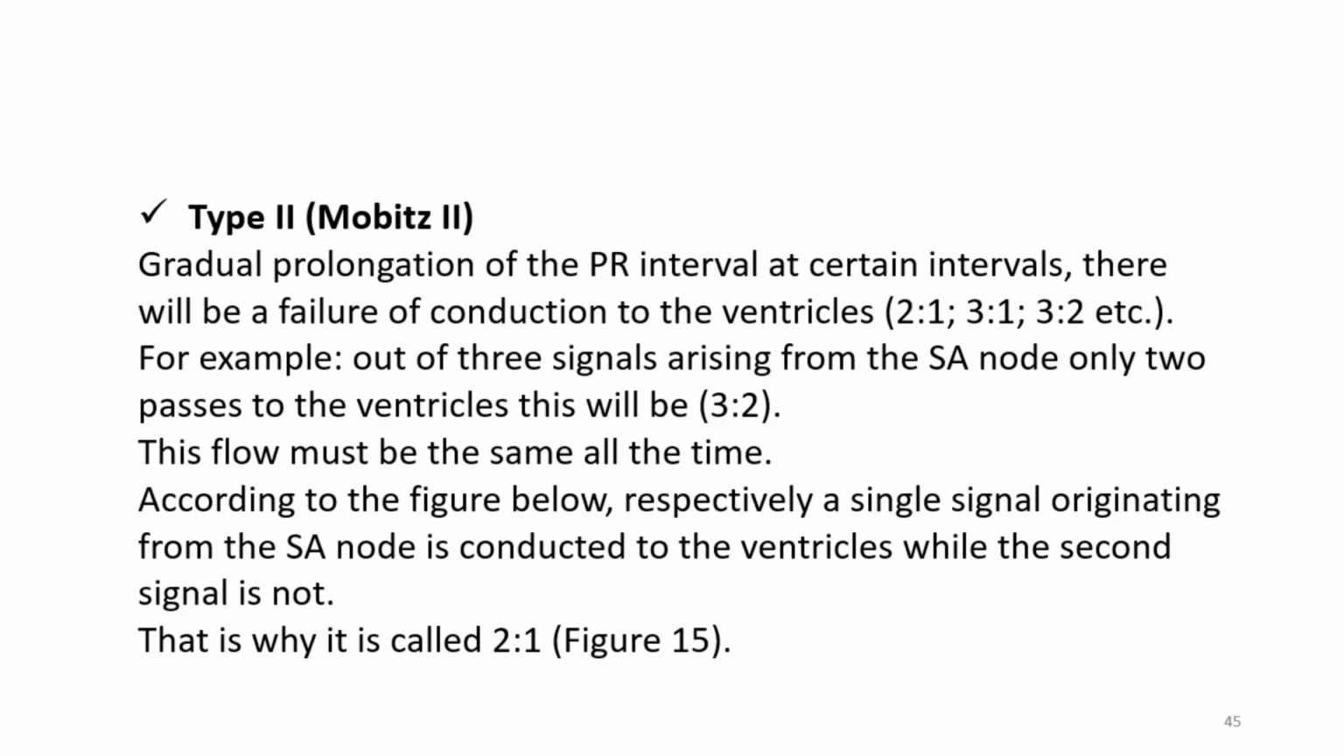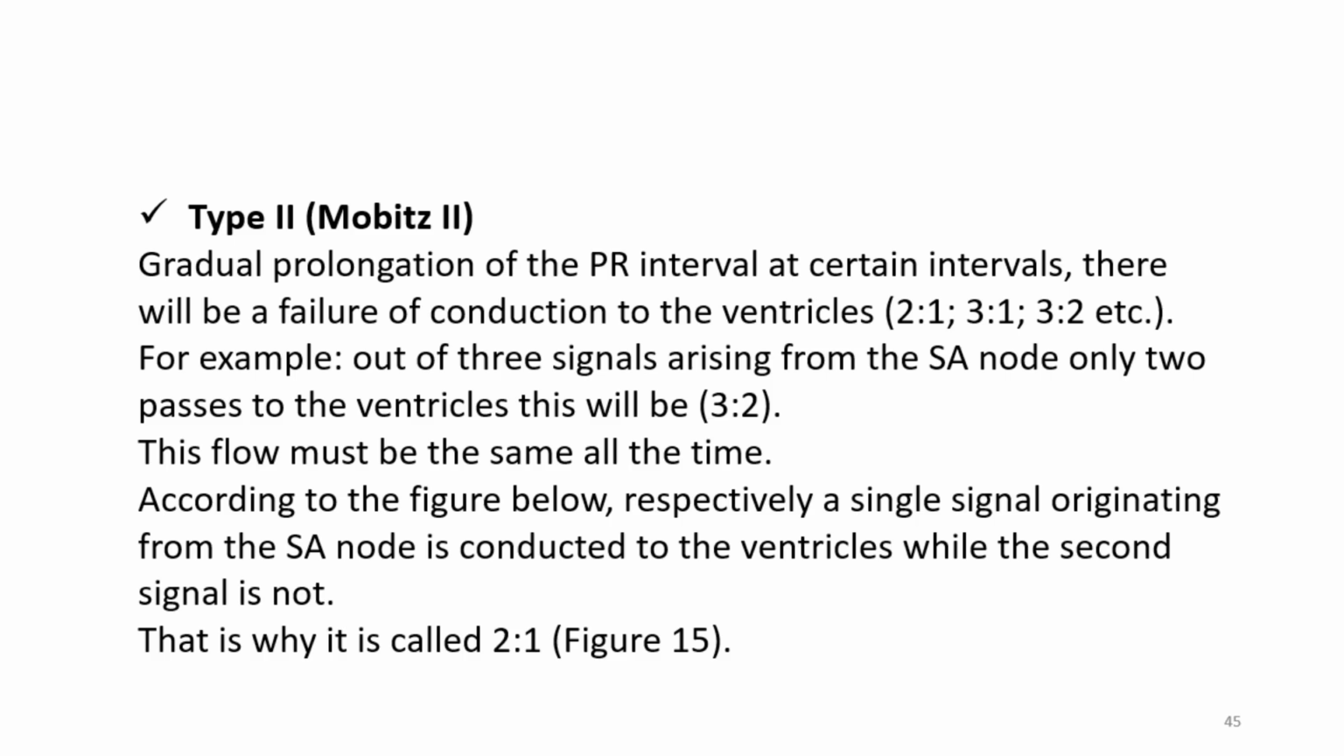Type 2, Mobitz 2, gradual prolongation of the PR interval at certain intervals. There will be a failure of conduction to the ventricles. For example, out of 3 signals arising from the sinoatrial node, only 2 pass to the ventricles. This will be 3 to 2. This flow must be the same all the time.